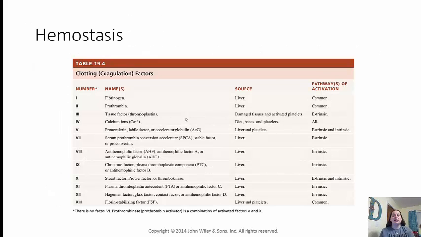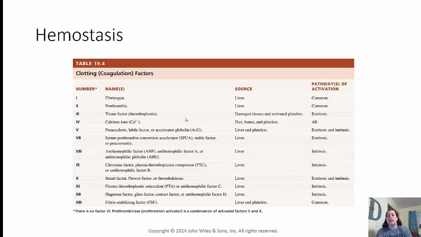Now, hemostasis is very important. Again, the stoppage of blood, and this shows you the coagulation factors 1 through 14. It tells you their name, their source of where they're made. If you'll notice, the majority of these are going to be made in the liver and released from there. And it also tells you what pathway it's part of.